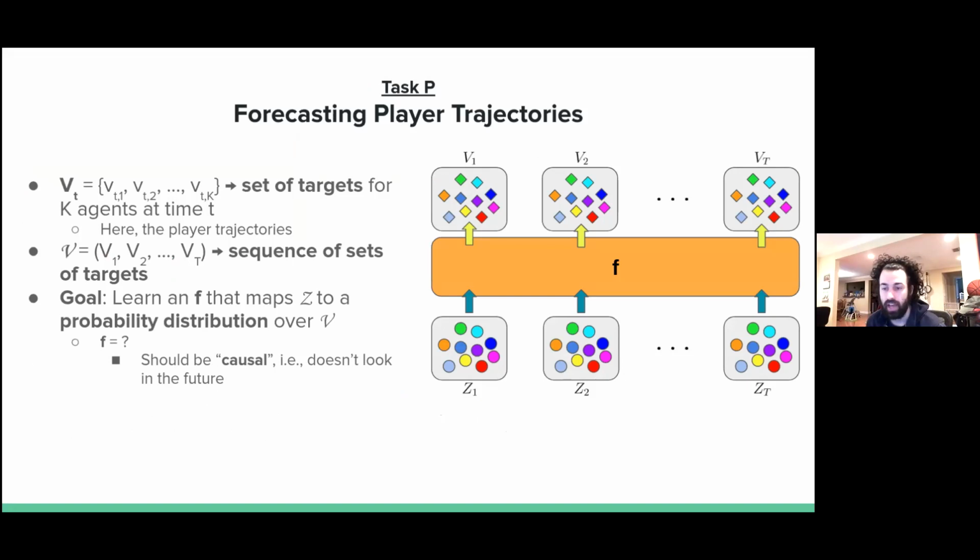The two tasks we're going to be investigating again are, first, forecasting the player trajectories. We have our input sequence of sets, and in this case we also have an output sequence of sets, where at each time step we have a label associated with each input player. This label corresponds to the player's trajectory for that time step, so in which direction they went one step ahead in the future. We want to learn an F, a function that maps this input sequence of sets to a probability distribution over the output sequence of sets. We want our F to be causal, meaning that at each time step we only use information available at that time step and before. We don't want the model looking into the future, because obviously that would be cheating.